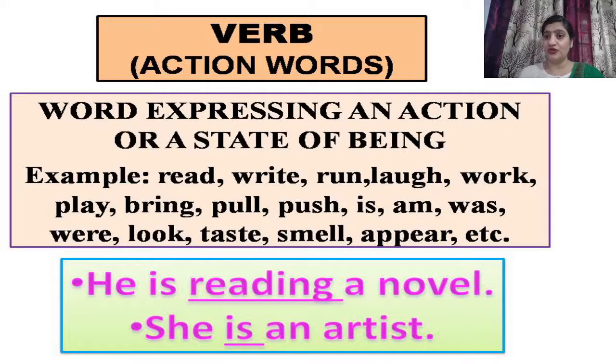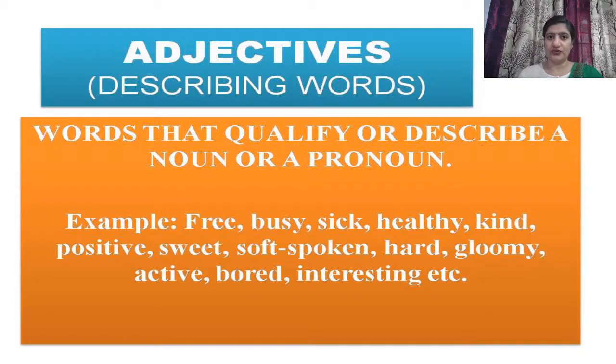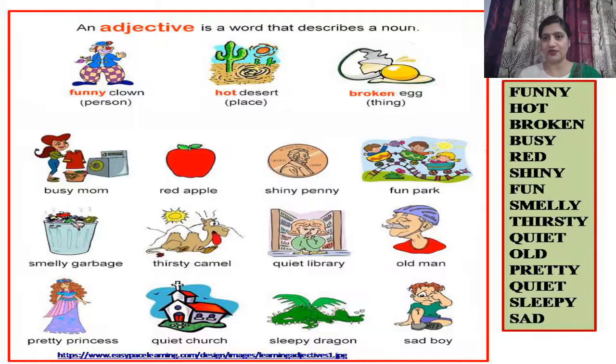Similarly, the moon looks bright. Now, in this sentence, looks is not an action, it actually describes the state of the moon, and it is a verb only. Let's look at adjectives. Adjectives are describing words. What do they describe? They describe a noun or a pronoun. For example, free, busy, sick, healthy, kind, positive, sweet, all are examples of adjectives.